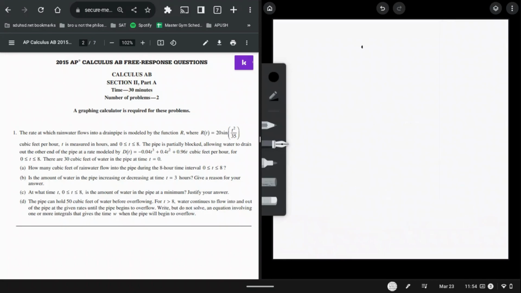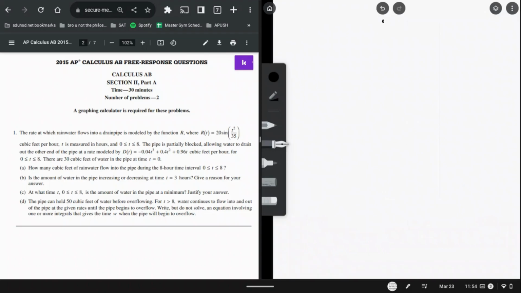Alright, so moving on to D. The pipe can hold 50 cubic feet of water before overflowing for times after 8 hours. Water continues to flow in and out of the pipe at the given rates until the pipe begins to overflow. Write, but do not solve, an equation involving one or more integrals that gives a time W when the pipe will begin to overflow. So they tell us that 50 cubic feet of water is when the pipe will start overflowing. So we'll write 50 equals, and this is for D.